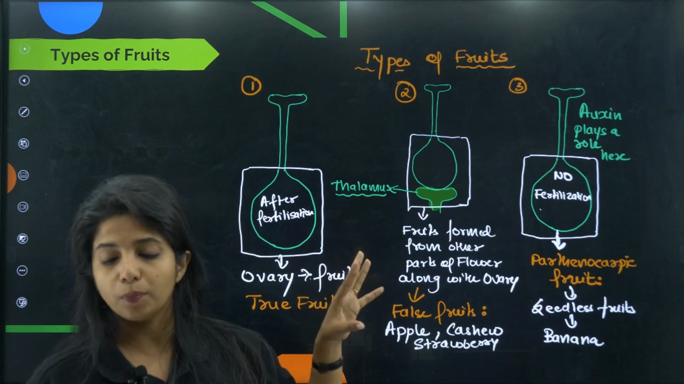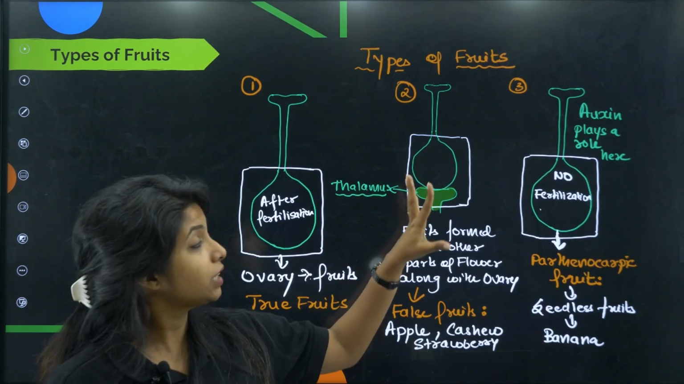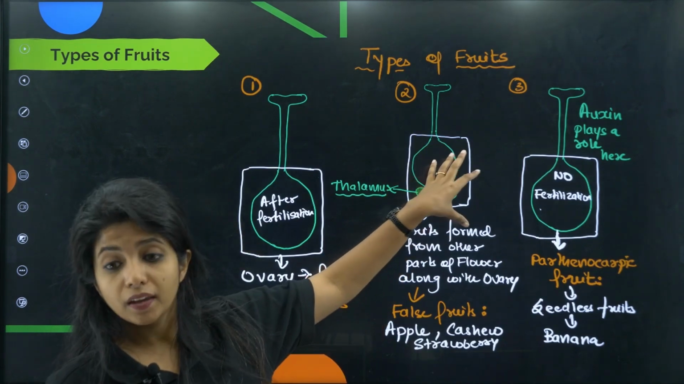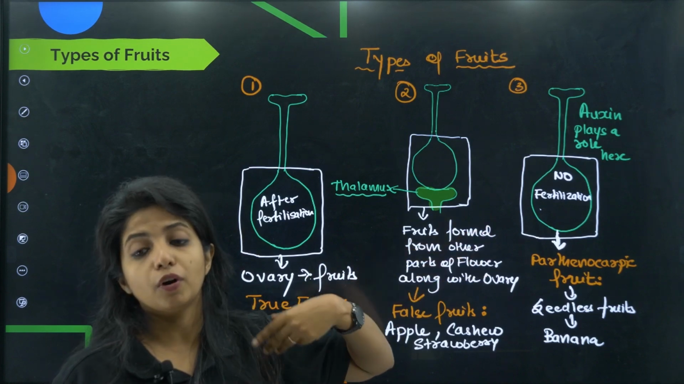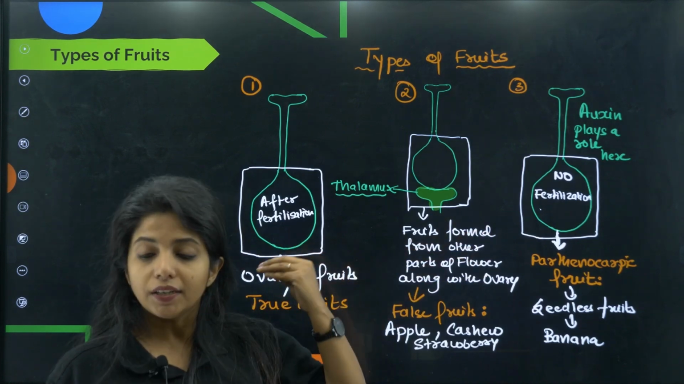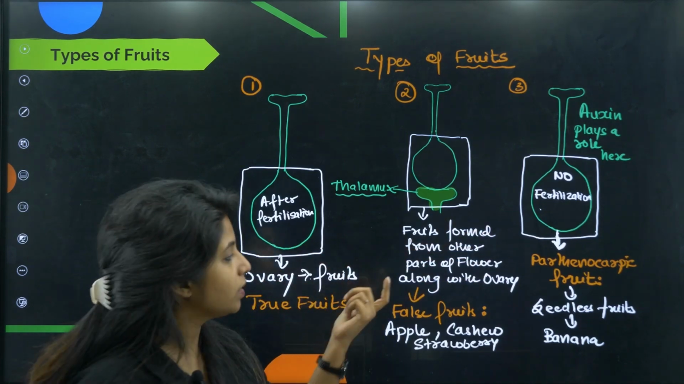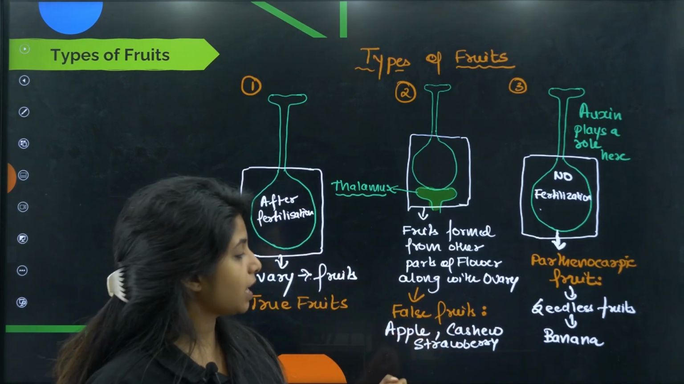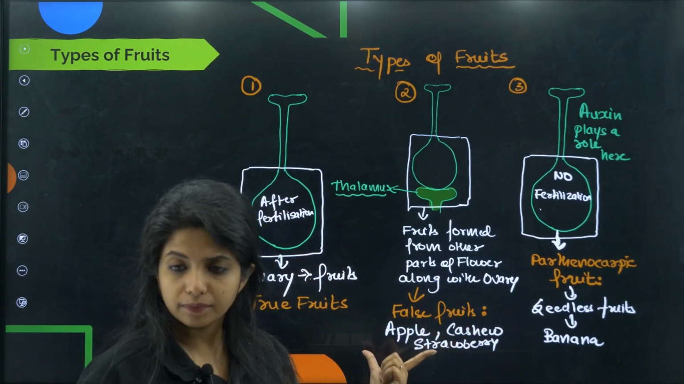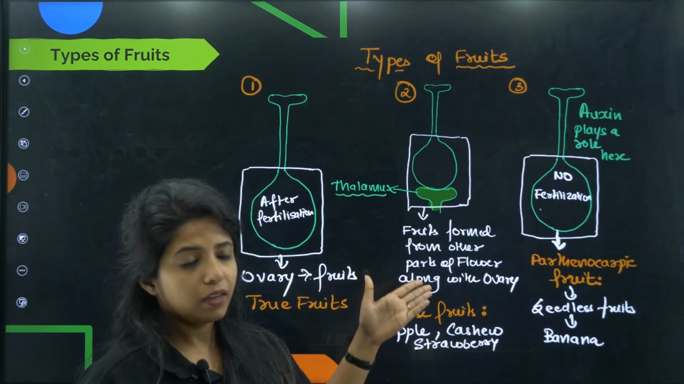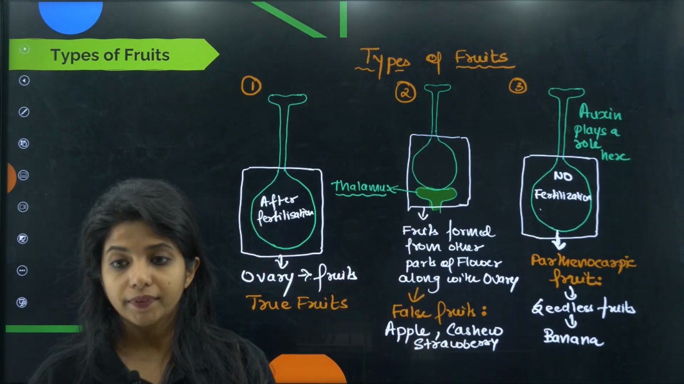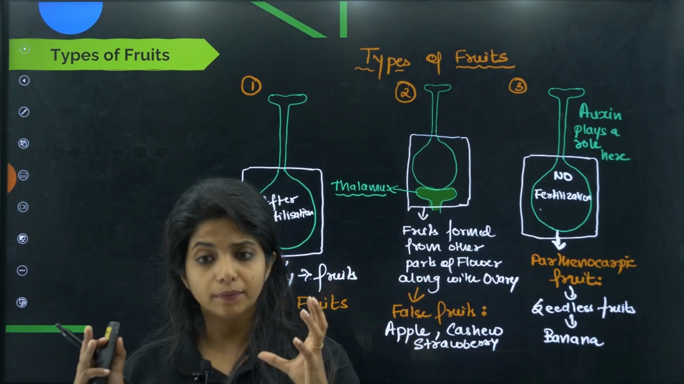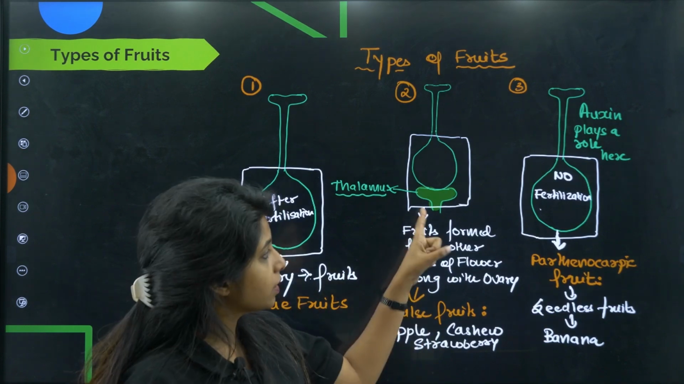Or if any other flower part apart from the ovary is also joining together to form the fruit, you call it a false fruit. What do you call them? False fruit. For example, apple, cashew nut, strawberry, they all come in this category. There the thalamus is also included. Remember the thalamus on which the flower was resting, it is also included.